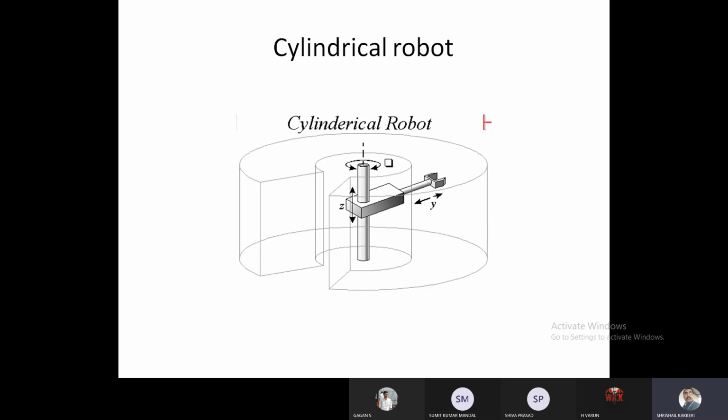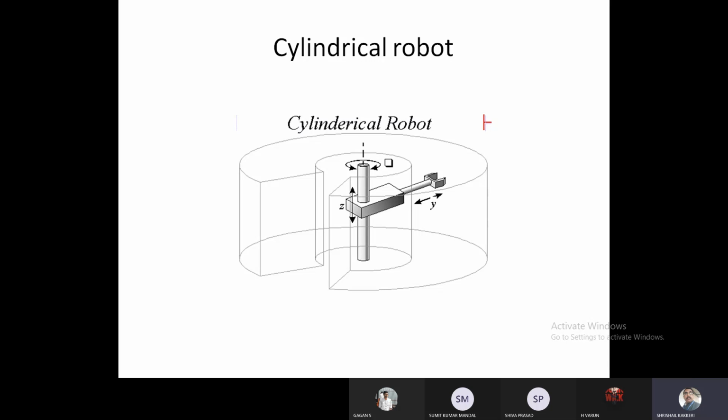And the coordinates are r, theta, z. R is the retracting of the end effector, moving front and back. Theta is the rotation along this vertical limb, and z is the up and down movement, so you can say here one linear and two rotational are involved.